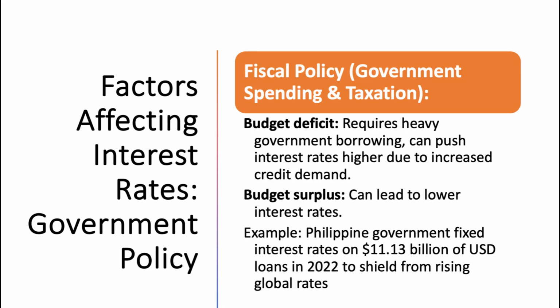Let's now talk about fiscal policy, specifically how government spending and taxation influence interest rates. When the government spends more than it collects in taxes, it runs a budget deficit.